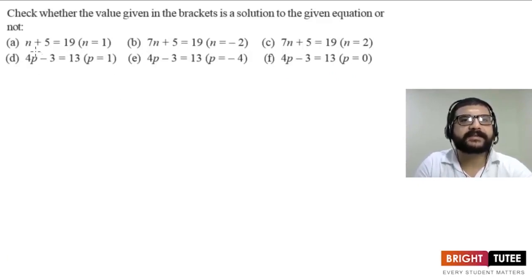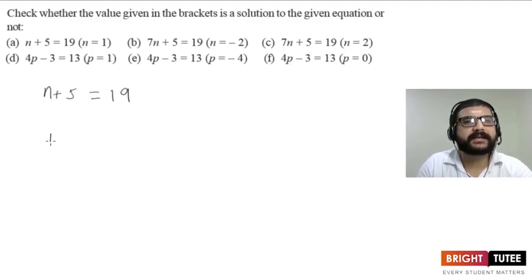So here the first equation is n plus 5 is equal to 19. And the value of n is given as 1. So let's substitute it here. We will get 1 plus 5, and 1 plus 5 is equal to 6. And we know 6 is not equal to 19. Therefore, the given value here is not a solution of this equation.